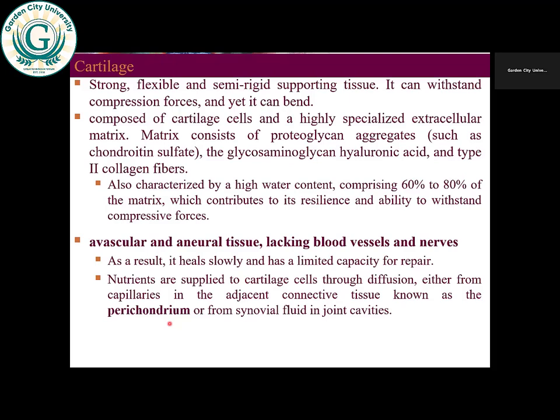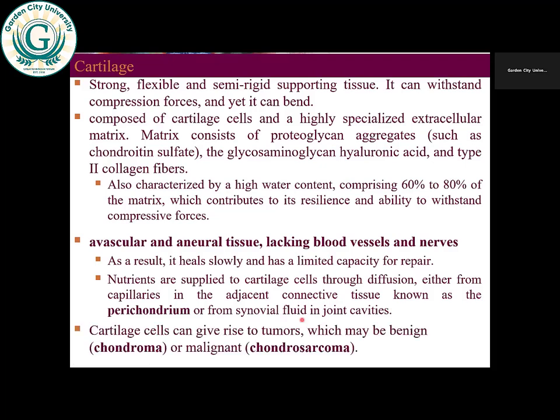So nutrients are supplied to cartilage cells through diffusion, either from capillaries in adjacent connective tissue known as perichondrium, or from the synovial fluid in the joint cavity. So that is how those ones will be nourished. Cartilage cells can give rise to tumors. So you can have benign chondroma and malignant chondrosarcoma.